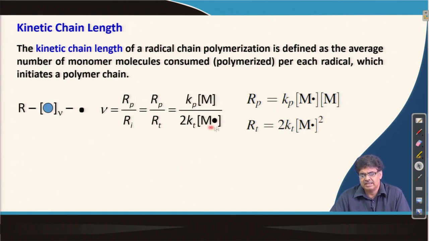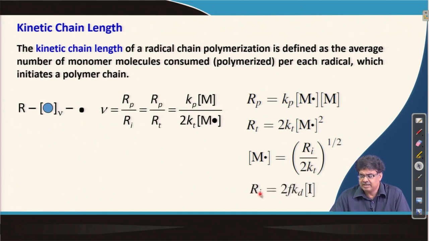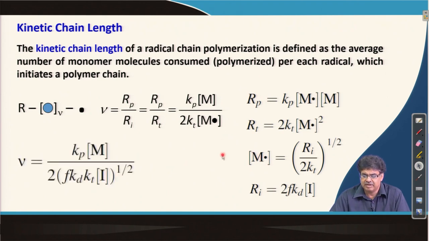To find out this M dot, we again rearrange this to get this expression. We have done it earlier, and for a thermally initiated chain, this is the rate of initiation. So, we can replace this value here, and from there, using the M dot value, we get the kinetic chain length expression for thermally initiated radical polymerization. So, once again, kinetic chain length is the number of monomer units consumed per each radical produced, which basically initiated the polymer chain.